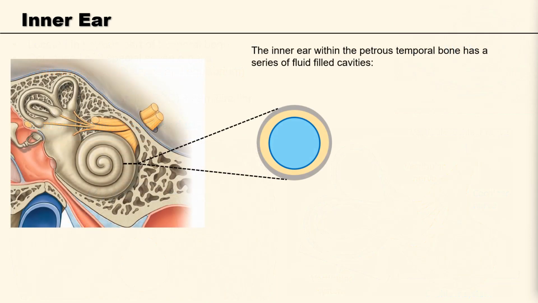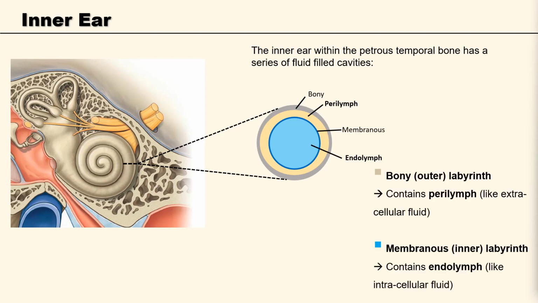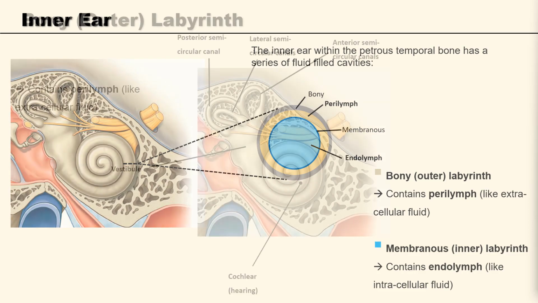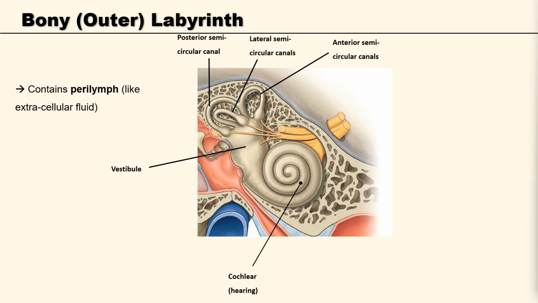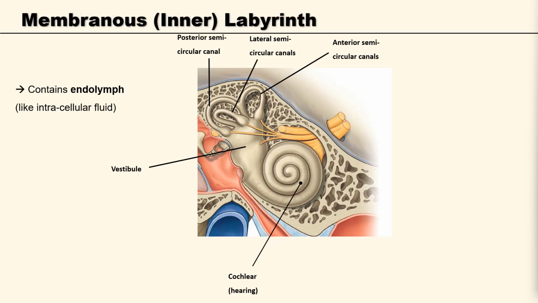The inner ear inside the petrous temporal bone has a series of fluid-filled cavities. The outer circumference is bony, and the bony labyrinth contains a liquid called perilymph. We then have a membranous part, which contains a liquid called endolymph. We can remember this by peri meaning perimeter and endo meaning inside. So the perimeter is perilymph and the endolymph is the inside liquid. Perilymph is located in the bony parts and is similar to extracellular fluid, and endolymph is like the intracellular fluid.